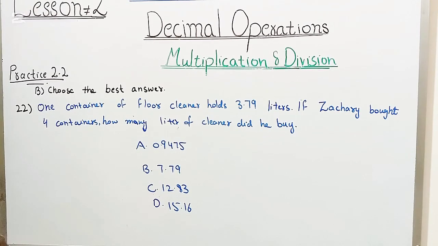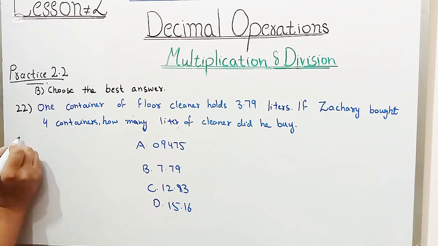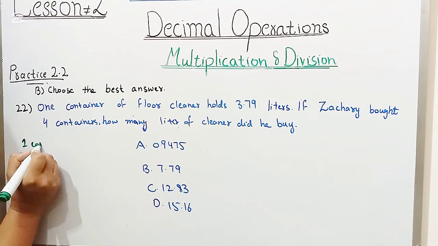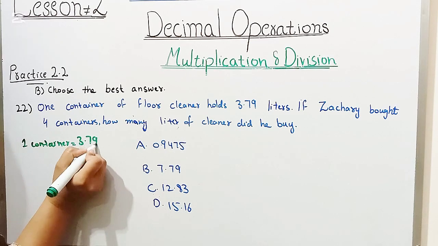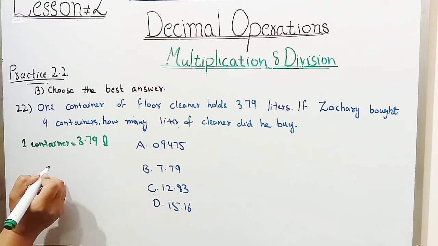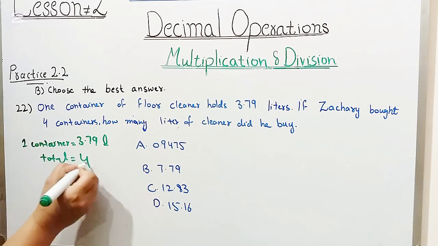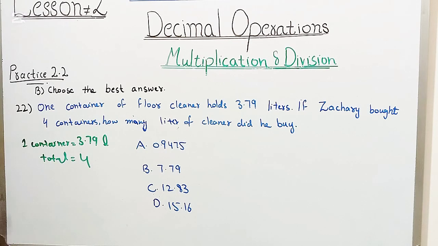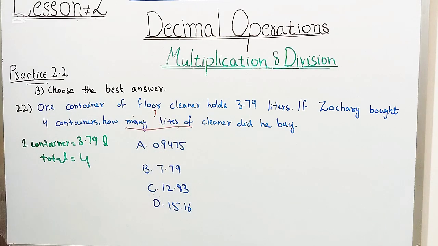One container of the floor cleaner holds 3.79 liters. If Zacharyas bought 4 containers, how many liters of the cleaner did he buy? Firstly, we see that the statement says one container is equal to 3.79 liters. Okay, if Zacharyas bought 4 containers, total container 4. How many liters of the container did he buy? You mean to find the total value.